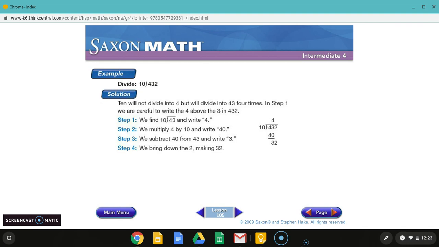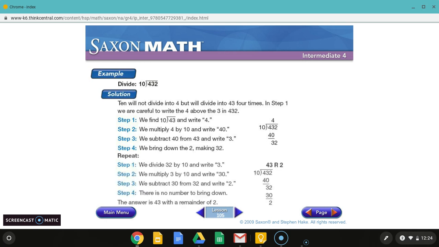Okay, so when we look at a division problem, we go to our first number. 10 will not divide into 4, but it will go into 43 4 times. In step 1, we are careful to write the 4 above the 3 so that we don't get confused. And we multiply 4 times 10 and we get 40. Write that underneath 43. We subtract, put our 3 down there. We have to bring down our 2, making it 32.